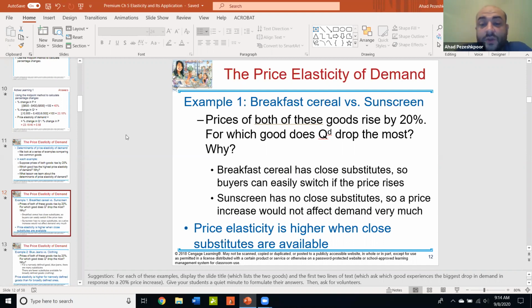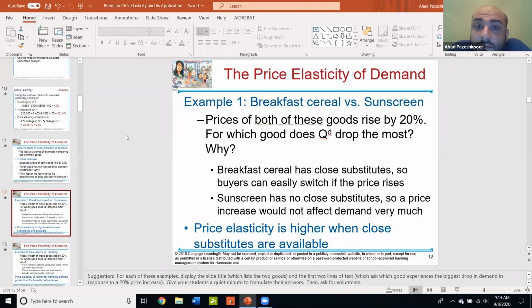Breakfast cereal has close substitutes, so people aren't really tied to it. If the price of your breakfast cereal goes up, you go buy some Mexican crumbling cheese, which I really like, and consume it for your breakfast. You don't have to stick to your breakfast cereal. If the price rises, you say, oh no, not worth it anymore. It's not worth my money. So instead, I buy something else, and I can still enjoy my breakfast.